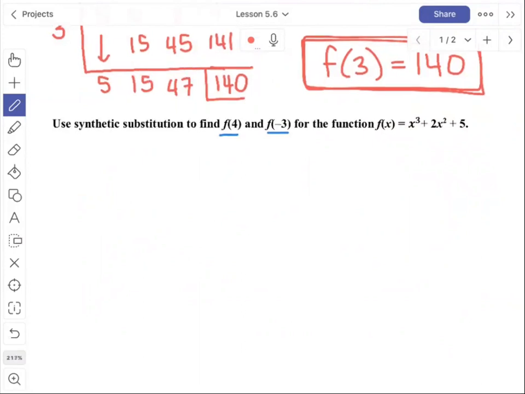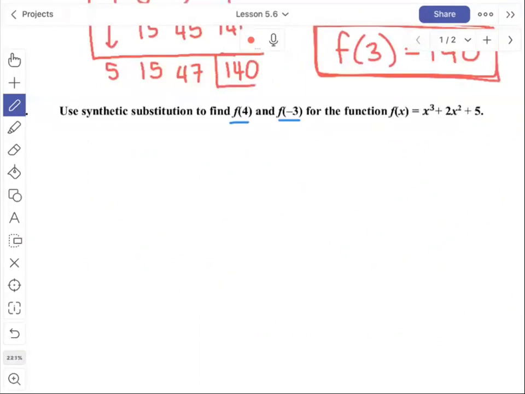So are we doing just f of 4? Yeah, let's have you just do f of 4. So you put the 4 on the outside. Good. You would do 1, 2, 0, and then 5. Good job, Rachel. I was like, oh no, are you going to remember? And you did. Great job with that 0.